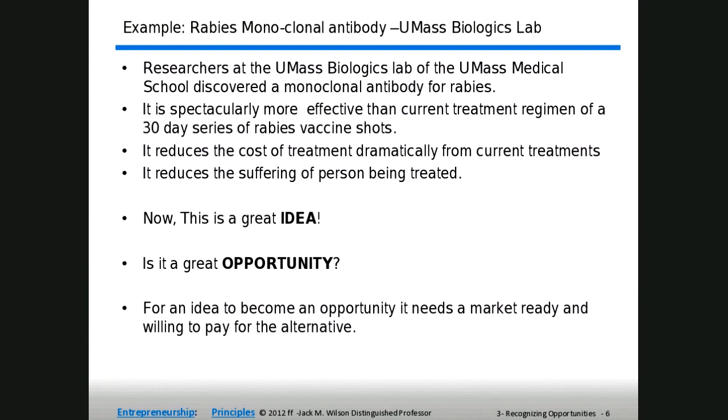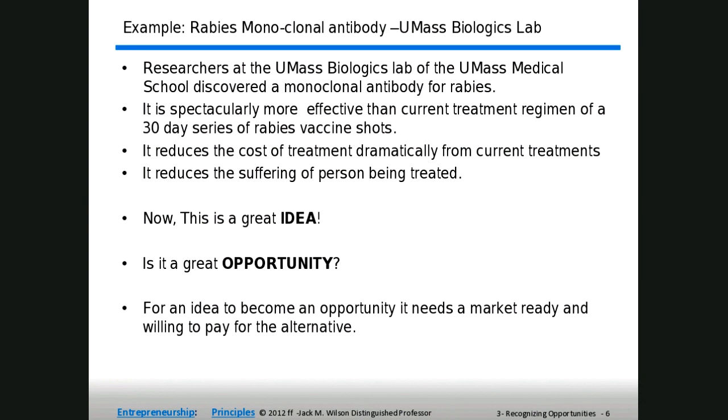And now comes the reality. This is where you might think I'm a big fan of Kevin, Mr. Wonderful, Justin. But it's because now we're going to get hard-headed, right? We got a great idea. Isn't it a great opportunity? What do we need for an opportunity? Okay, we just talked about that. It needs a market ready, willing to pay for the alternative. Is it attractive? Yeah. Is it durable? Probably.